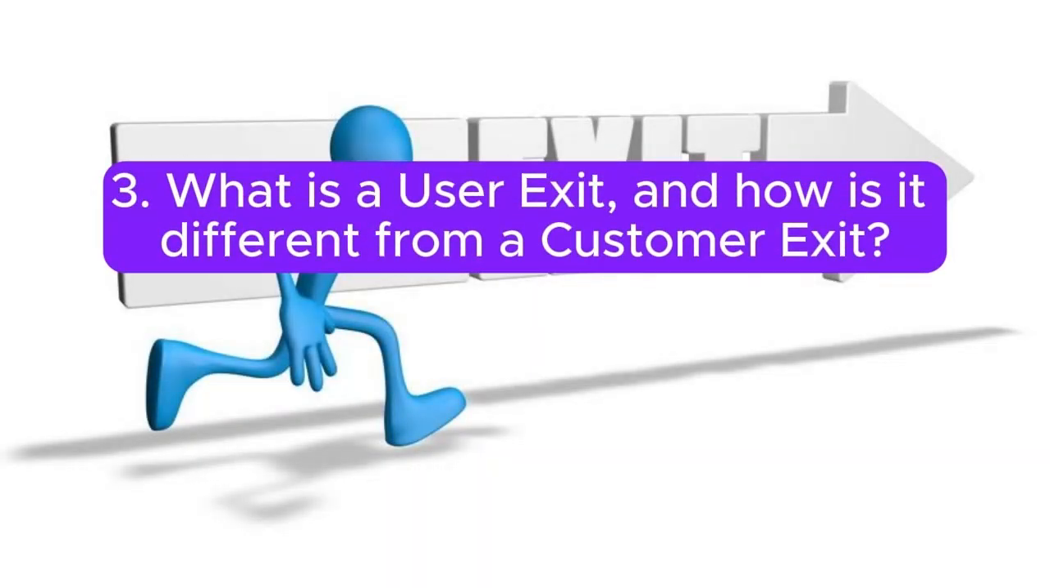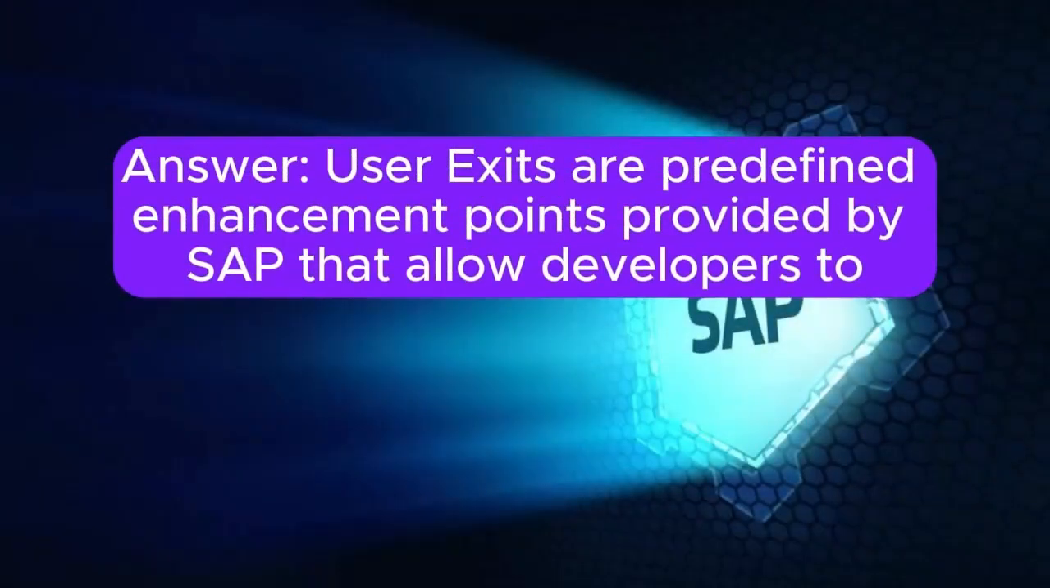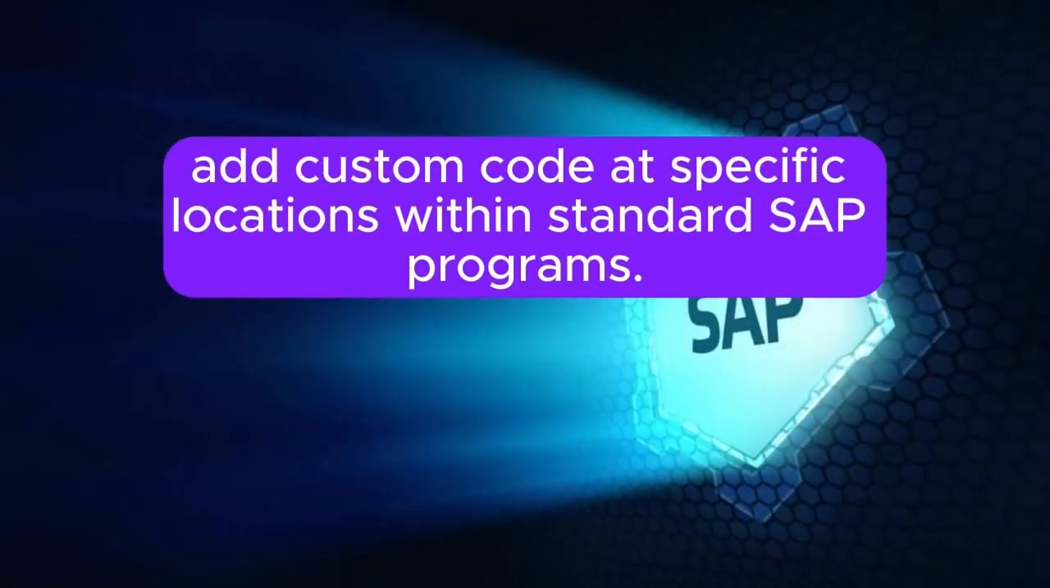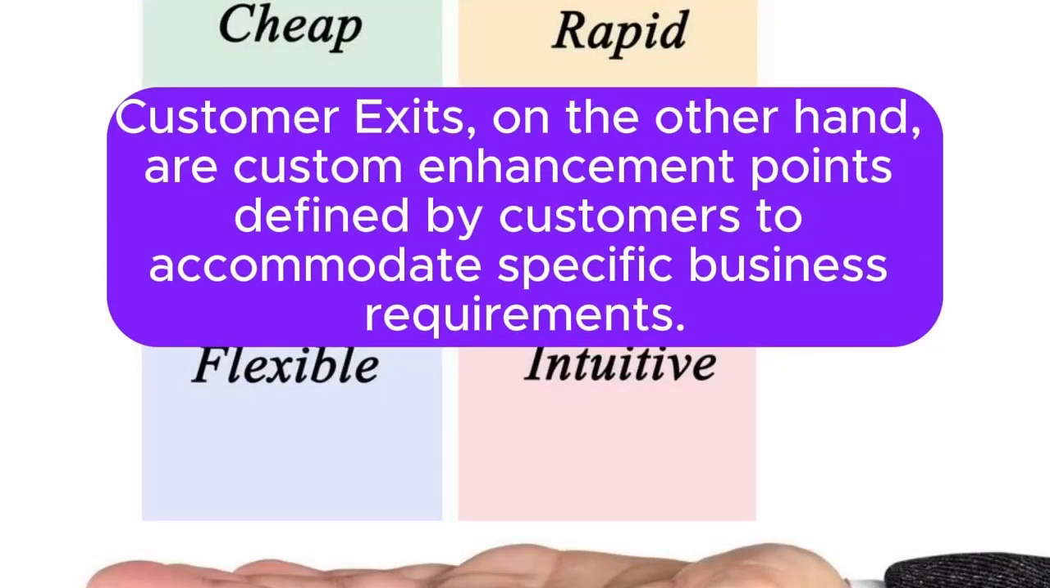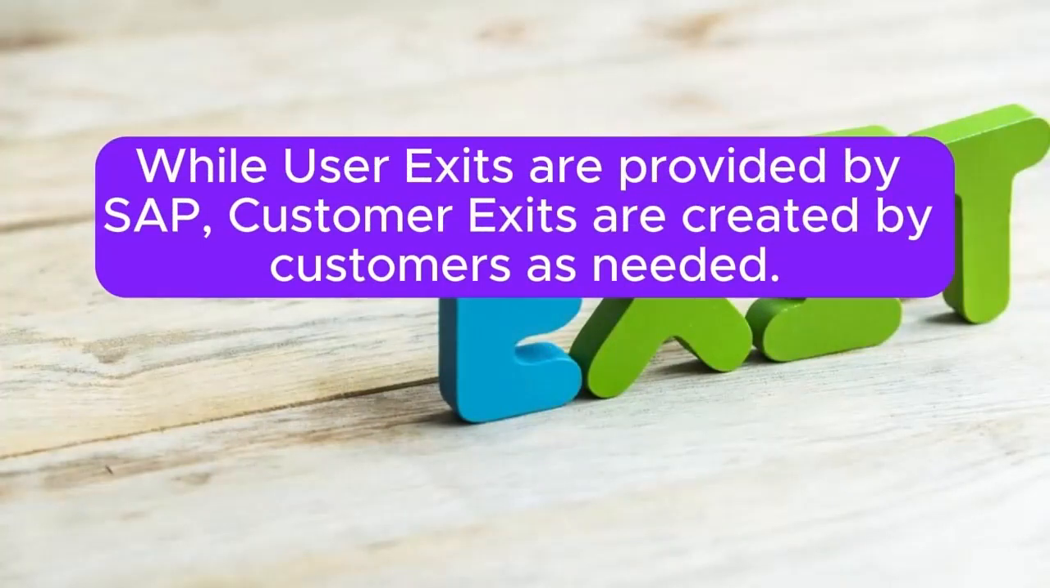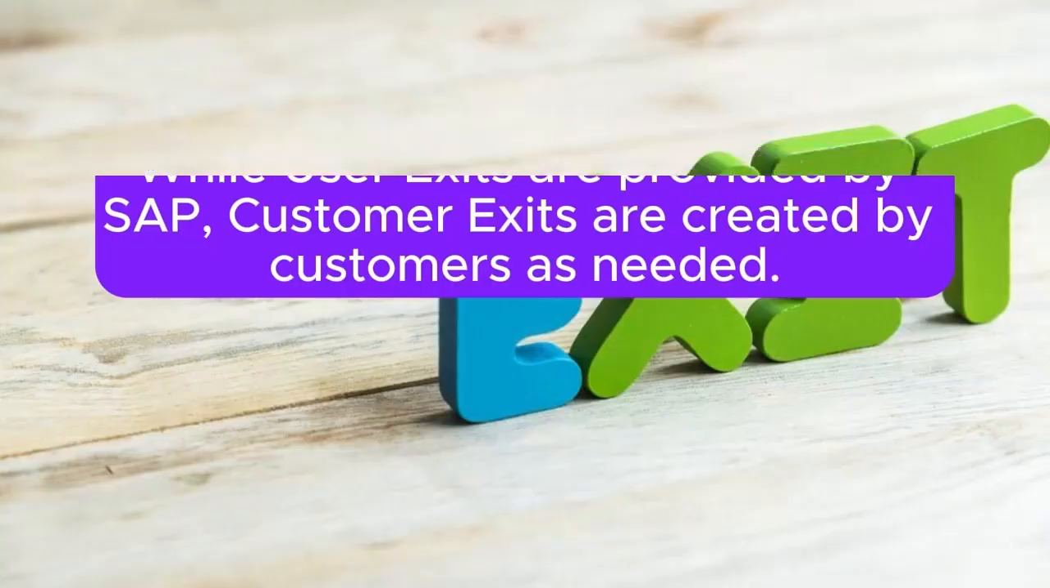3. What is a user exit and how is it different from a customer exit? Answer: user exits are predefined enhancement points provided by SAP that allow developers to add custom code at specific locations within standard SAP programs. Customer exits, on the other hand, are custom enhancement points defined by customers to accommodate specific business requirements. While user exits are provided by SAP, customer exits are created by customers as needed.